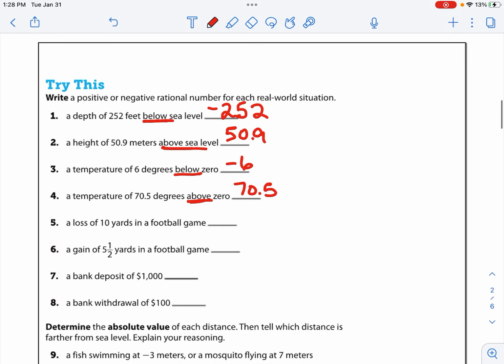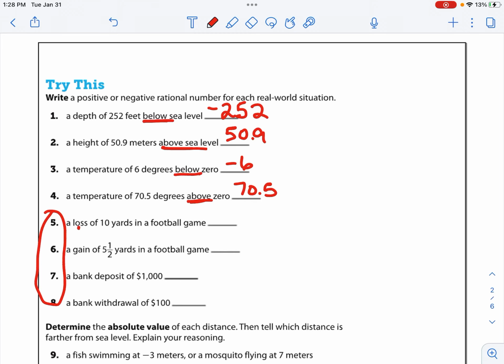All right, I want you to pause the video here and give these remaining 4 a try on your own, and then come back and see if you got the correct answer. Okay, so you should have paused. Hopefully you filled these 4 out.